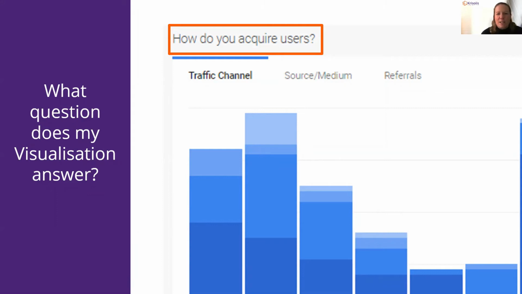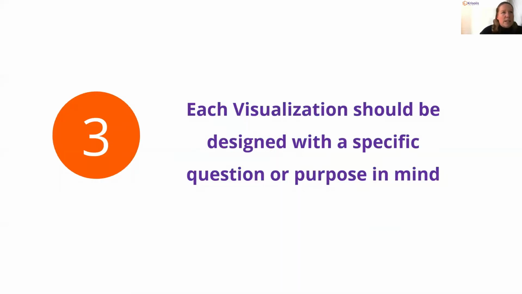And this is something that I work with people on quite a bit. When you're thinking about what should my visualization be about, you have to think about what is the question it's going to answer. And if you can keep that as your focus, you won't go too far wrong. So each visualization should be designed with a specific question or purpose in mind. And this is really, really important to keep your focus.